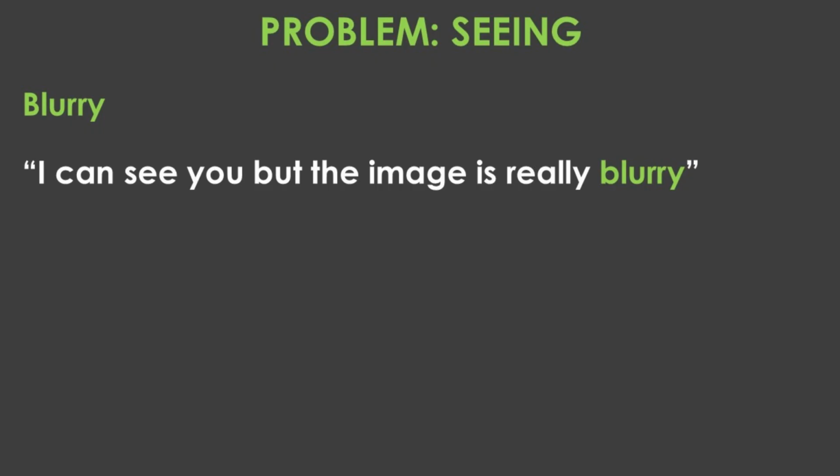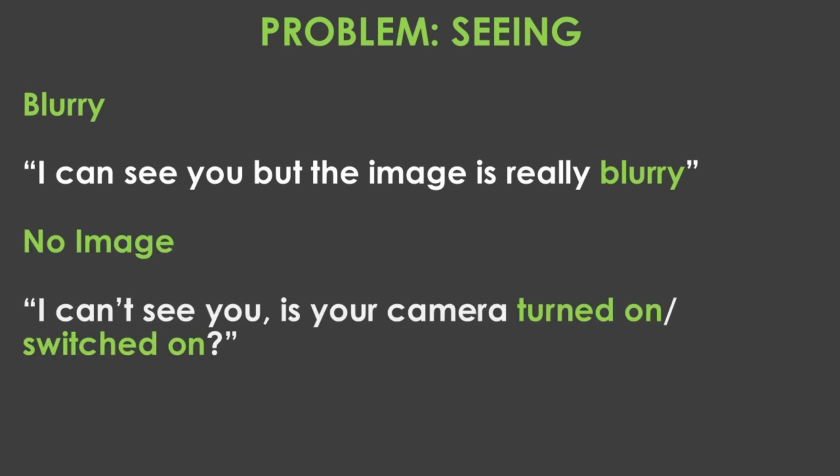Let's imagine we can hear the person, but we can't see them very well. If the image is unclear, we use the word blurry. For example, I can see you, but the image is really blurry. If there's no image, you say, I can't see you. Is your camera turned on or switched on?